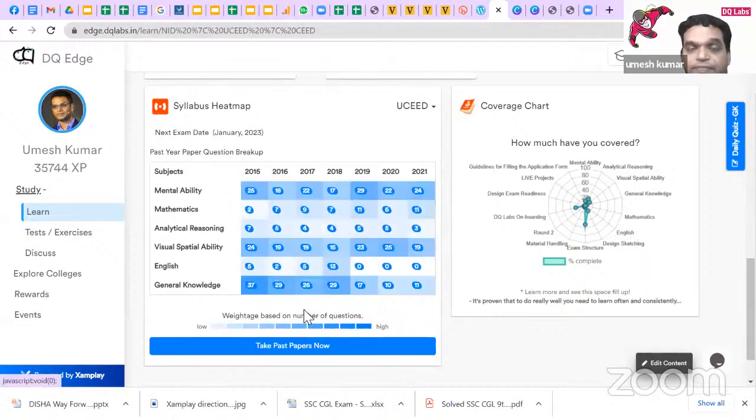So let us say UCEED. Even in UCEED, the general knowledge pattern. So they had 37 general knowledge questions in 2015, but then it has come down to 11 questions, right? So we'll also be uploading the 2022 paper because it is out now. And visual spatial ability has been very consistent, and also mental ability questions have been very consistent in terms of the number of questions that they're asking. Now, English questions, you see that they have completely dropped down to 0. Right? So you would get to know what kind of questions have been asked by analyzing these heat maps.